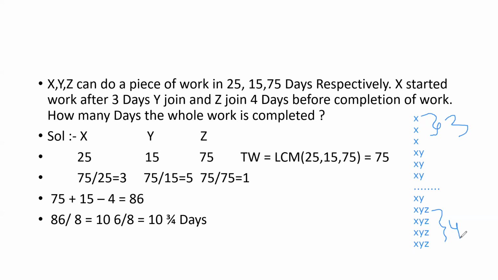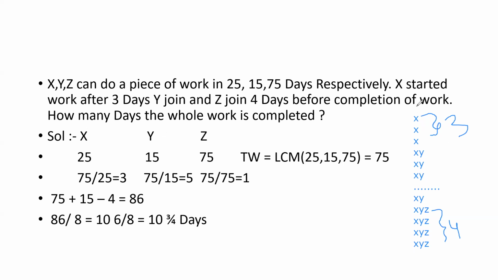First, what can we do? Find the total work. Total work is nothing but the LCM of the given days 25, 15, 75. Then the LCM is 75. Then we can find each person's one day work. X can do 3 units of work per day, Y can do 5 units of work per day, and Z can do 1 unit of work per day.